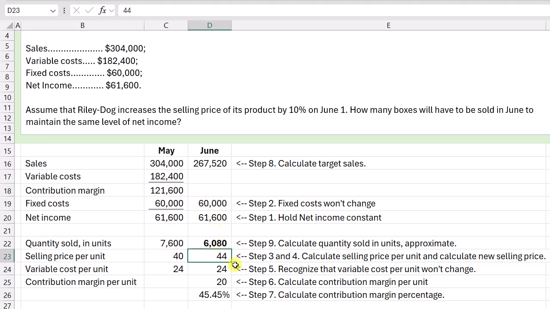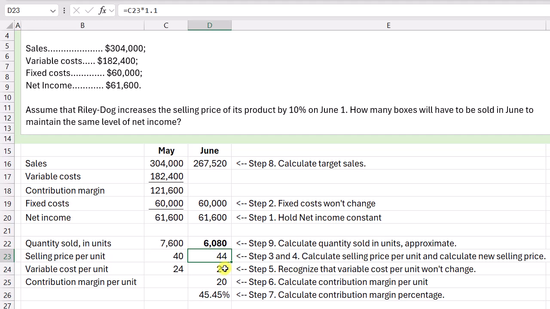All right, step 3 and 4, calculate the new selling price. And we'll calculate the selling price per unit and the new selling price. All right, we already knew the old selling price was $40 per unit. So we just simply increase that by 10%. Take the $40 times 1.10 or 1.1, you get $44.